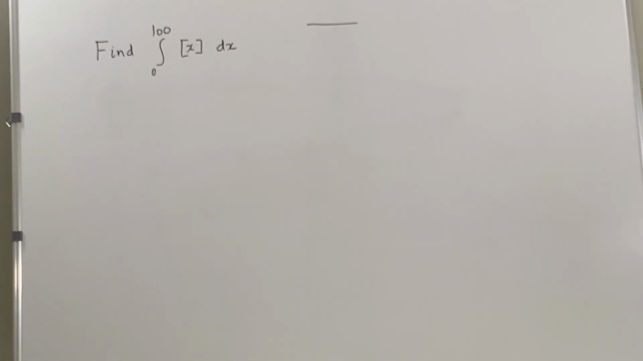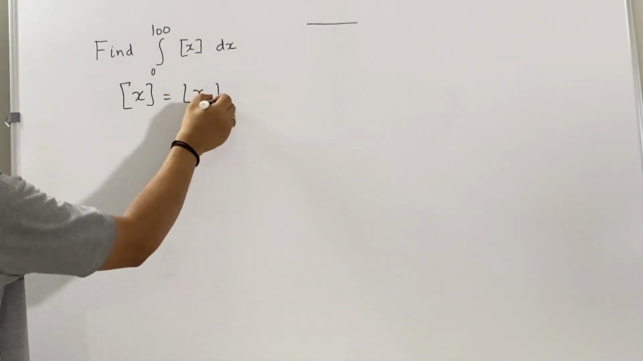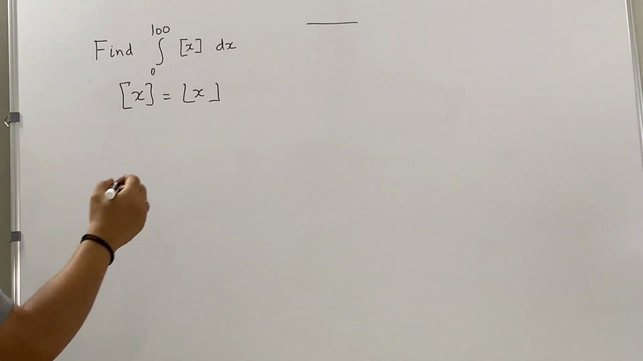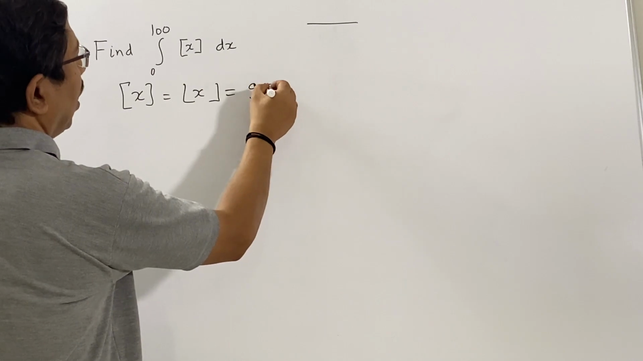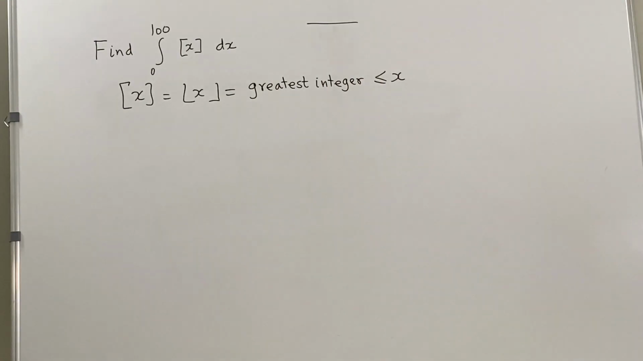In this edition, we are trying to evaluate this integral from 0 to 100 of the floor of x dx. Floor of x is also sometimes called box x, and this is the same as this. In some books and papers you see that this will be written in this manner, and this is nothing but the greatest integer less than or equal to x. So if x is 1.6, box x is equal to 1. If x is 39.4, box x is equal to 39, and so on.